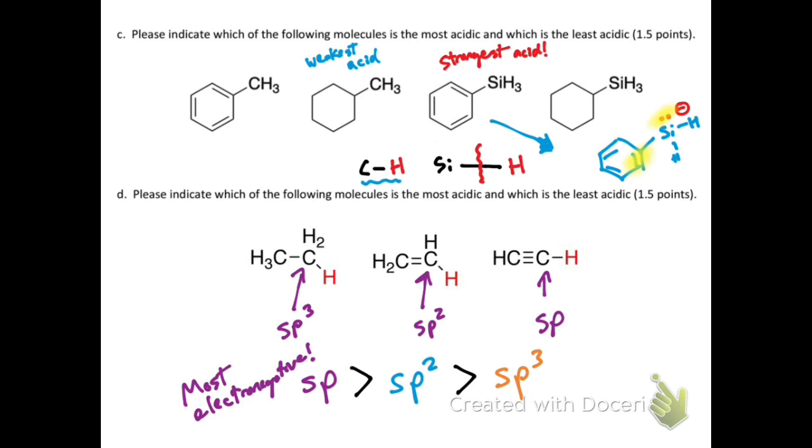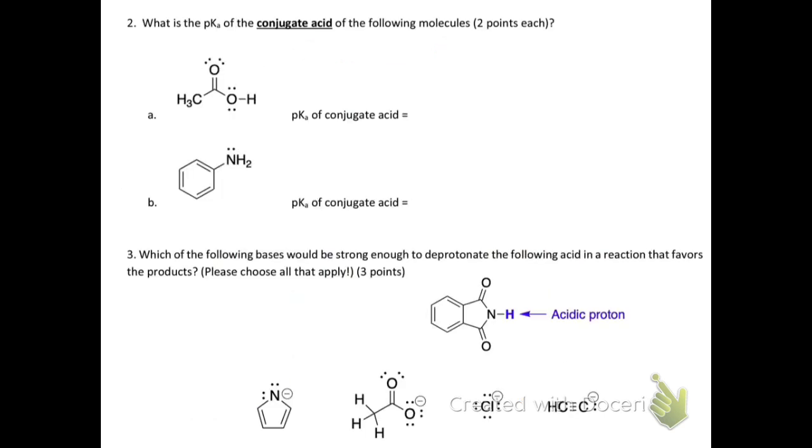So if we're looking at hydrogen bound to atoms of relatively same size, so like if we're looking at the same period of the periodic table, or in this case, we're looking at the same atom, the more electronegative the atom is, the more it'll pull electron density away from the hydrogen, and the easier it will be to pry away that hydrogen. So the most acidic of these is going to be the one with the sp hybridized carbon. The least acidic, on the flip side, literally, is going to be this one, the sp3 hybridized.